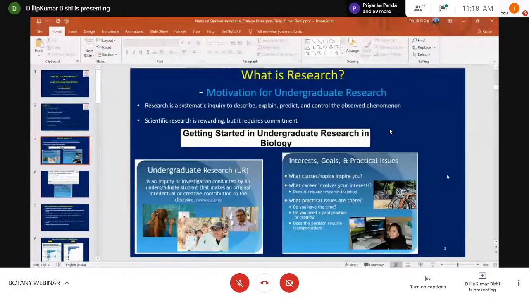So before going to that, we should have some kind of research interest in our mind. Like what particular class or what particular topic is somehow inspiring us, may it be some kind of invertebrate biology, may it be some kind of bryophytes in botany. When we see some kind of life cycle or some development, whether it is inspiring us, whether that can be helpful to society in a larger context.